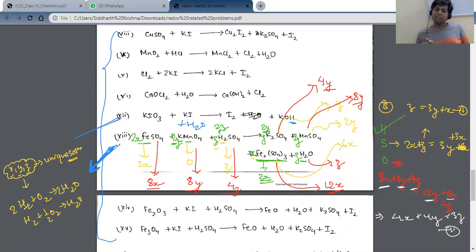You're able to understand? Yes, sir. It can take infinitely many values, but the ratio of the coefficients x is to y is to z should be the same. That is why, when you are balancing the equations using these variables, you will always have one variable more than the number of equations.